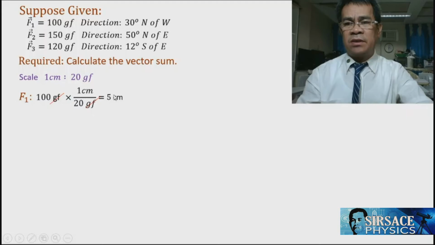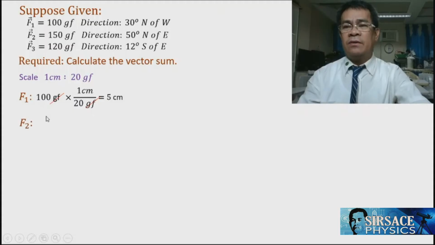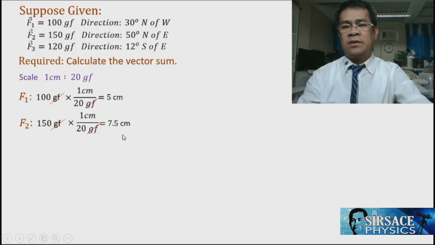So the 5 centimeters is actually equivalent to 100 gram force. Okay, for F2, we have 150 gram force. Then multiply again by the ratio of the scale, 1 centimeter is to 20 gram force. Then again, we can cancel the gram force. Then divide the 150 by 20. The answer is 7.5 centimeters.